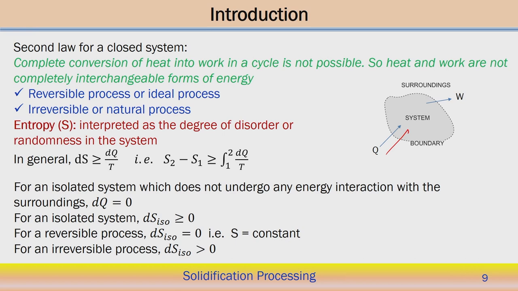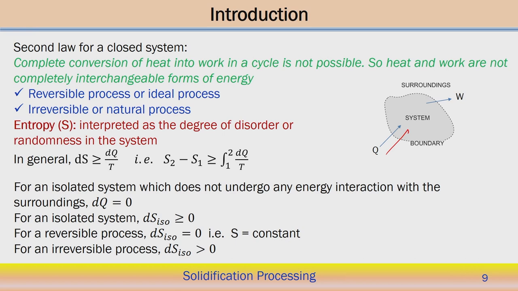Now once we understand that complete conversion of heat into work is not possible, the concept of entropy comes into the picture. Therefore, entropy is interpreted as the degree of disorder or randomness associated with a particular system. Now we will see how we can represent this randomness.